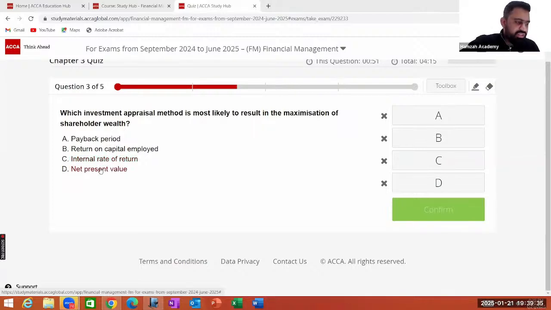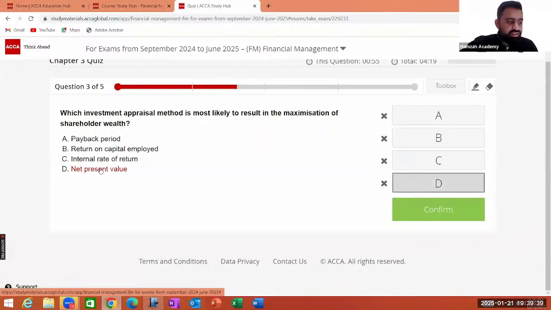Let me tell you the answer of this question. NPV is the method which considers the wealth of the shareholder. So the option D, I would select the NPV. We will discuss each and every method, but the answer is option D, NPV.